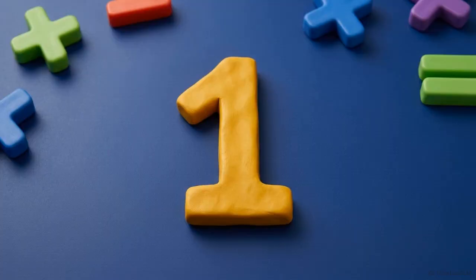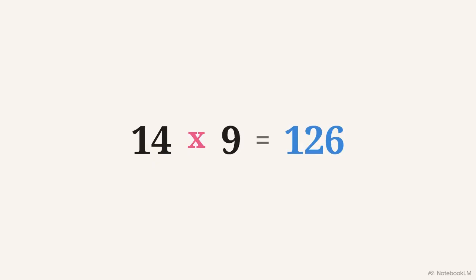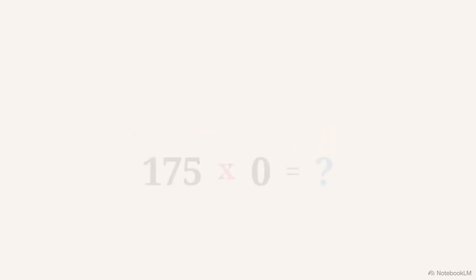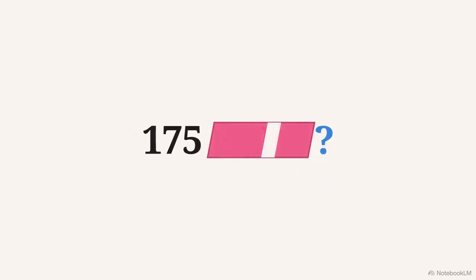Before we tackle massive numbers, look at this diagram to see the first golden rule of multiplication, the rule of order. 14 times 9 equals 126, but if you flip it to 9 times 14, you get the exact same product. You can always swap the multiplier and the multiplicand without changing the answer. The second golden rule is the rule of 1. Anytime you multiply a number by 1, the product is just the original number itself. 44 times 1 is exactly 44.